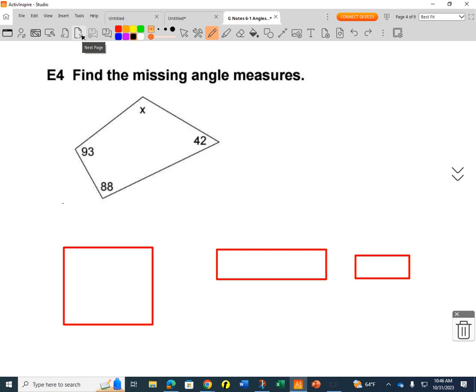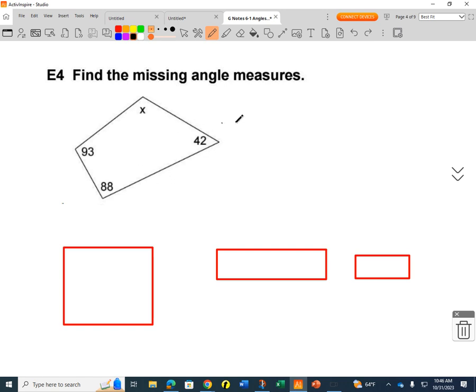So find the missing angle measures. Well, we know this angle measure and this one and this one. Our variable represents our unknown. Anybody have an idea? Well, if we knew the sum of the interior angles of this polygon, then we could write an equation, right? So we need to know what the sum of these are. We need to know what this plus this plus this plus this equals.